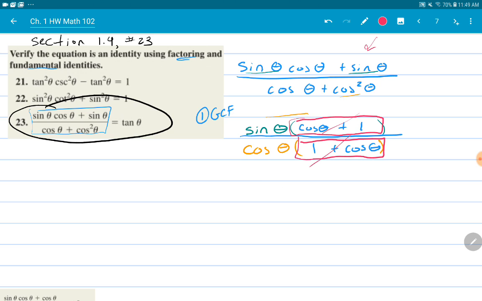So I can just cancel those pieces out, and I'm left with 1 and 1, which leaves me with sine of theta over cosine of theta, which I know by the fundamental identities is equal to tangent, which is what I wanted it to equal, which means my identity is now proven.